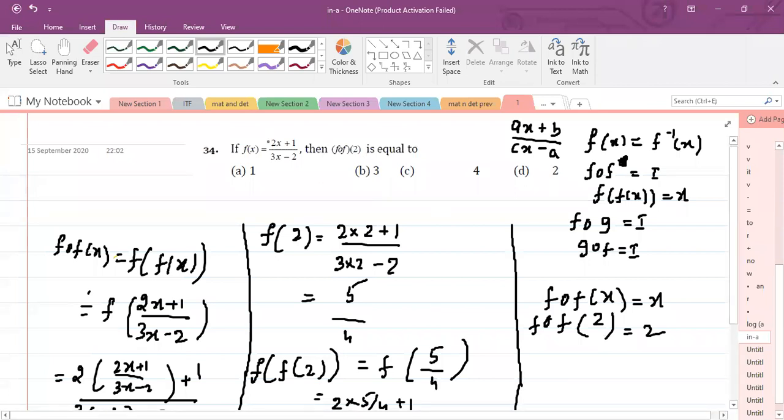So if it is in this form, ax plus b divided by cx minus a, then this third method will be very, very easy. Otherwise, if it is plus 2 or some other number like plus 5 in place of this plus minus 2, then go for the second method. It will be easier than the first, very lengthy method. I hope it is clear to you.